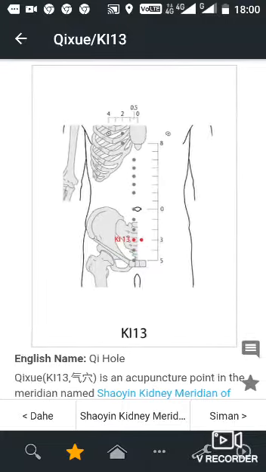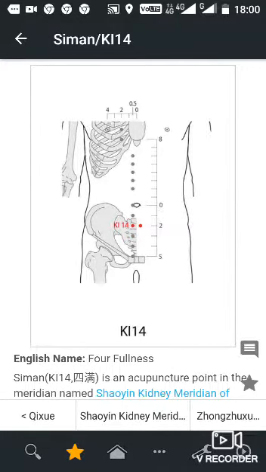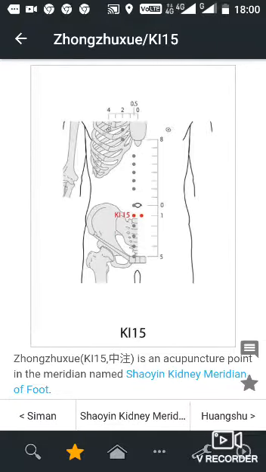Key 13, location. 3 cun below the umbilicus, 0.5 cun lateral to the anterior midline. Key 14, location. 2 cun below the umbilicus, 0.5 cun lateral to the anterior midline. Key 15, location. 1 cun below the umbilicus, anterior midline.